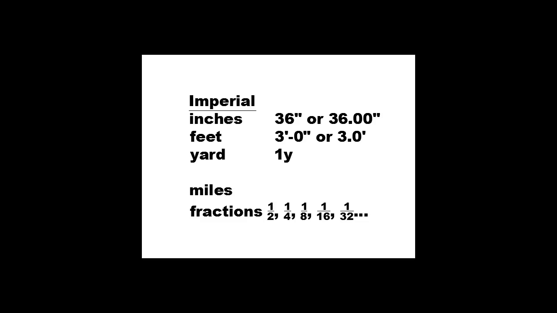Here are the most common imperial units of measurement we still use today. Inches, expressed here as 36 inches or 36.00 inches if we're using decimal inch. Feet, expressed here in feet and inches for 3 feet dash 0 inches or 3.0 feet in decimal feet. Yard, 1 yd is typically expressed this way. Miles, and imperial is the only one that uses fractions. Metric does not use fractions.